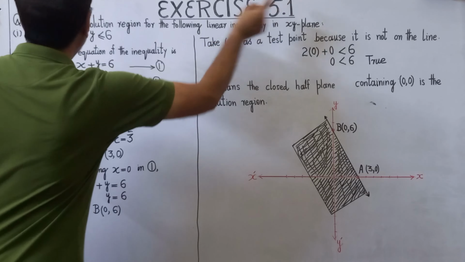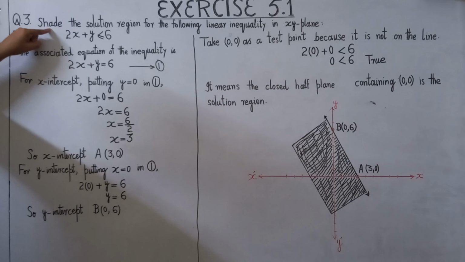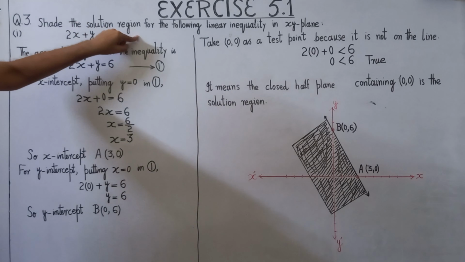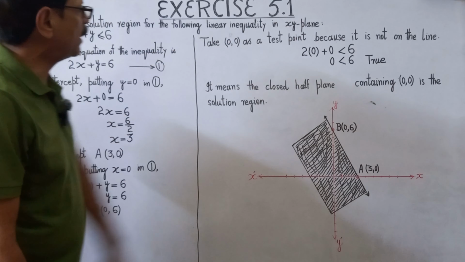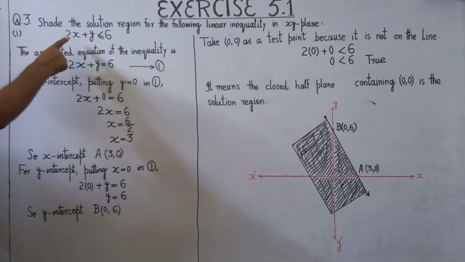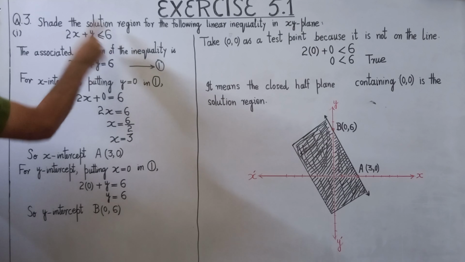Exercise 5.1, Question 3, Part 1. Shade the solution region for the following linear inequality in the xy plane. The linear inequality is 2x plus y is less than or equal to 6.